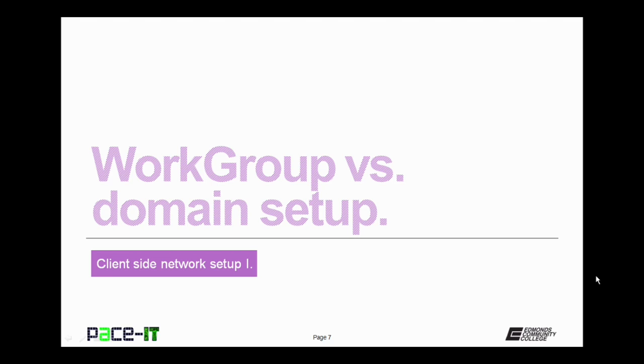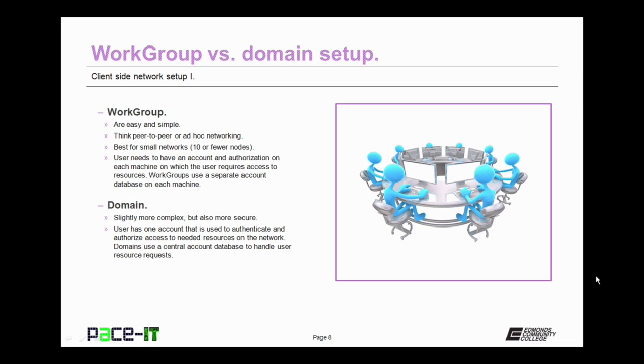Now let's discuss some of the differences between a work group and domain network setup. We begin with work group. Work groups are easy and simple. You can think of them as peer-to-peer networking. They do work best for small networks, 10 or fewer user machines. Why is that? Well, because if you're going to share resources on the network, then your machine needs to have a user account for each person that needs access to that resource. That's because work groups use a separate account database on each machine that's involved in the network.